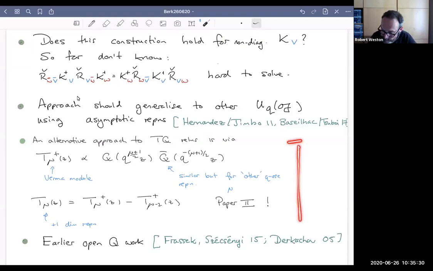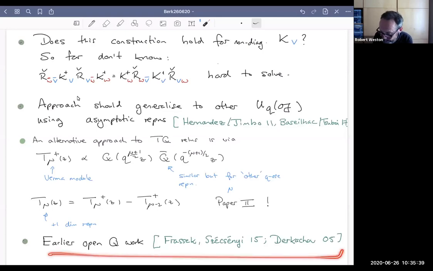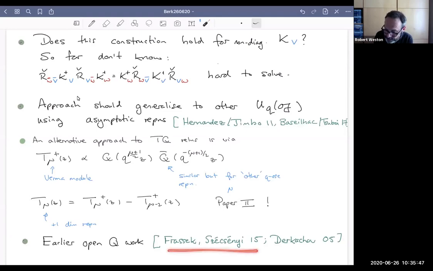And in paper two, what we're doing is showing that this also works in the open case. So we're working on it. And finally, I should say there is some existing work on open Q algebraic structures, although not very much. The main two references are by Frassek and Szécsényi in 2015, who looked at the XXX case. Their approach was really linear algebra. And then there's a paper by Derkachov, who used this R matrix factorization approach and made some statements relevant to the Q operator case for open systems. And that's it. Thank you.